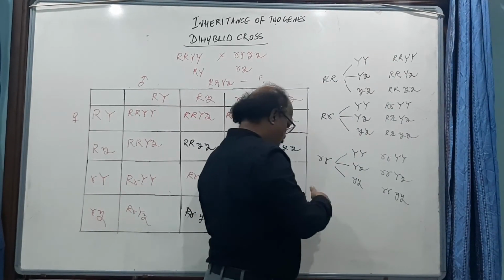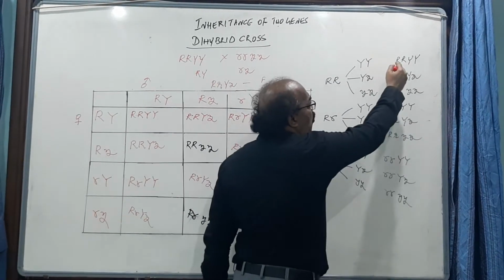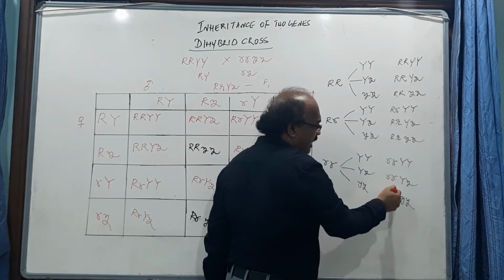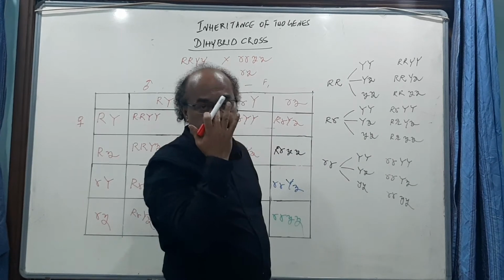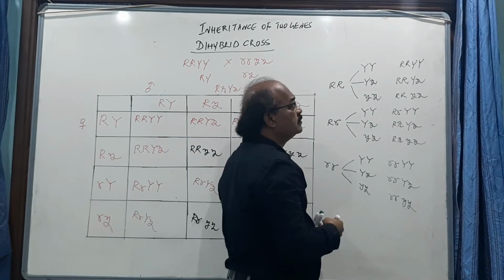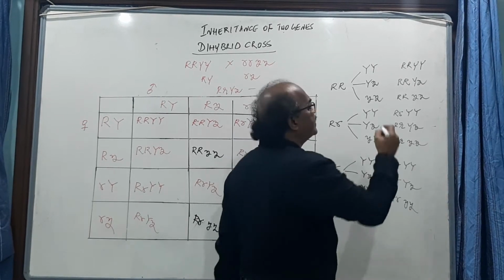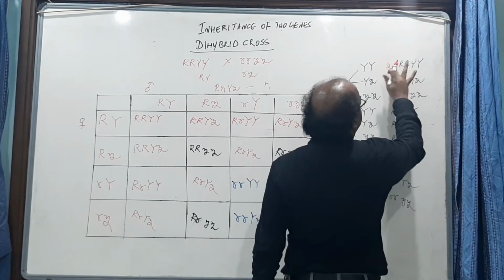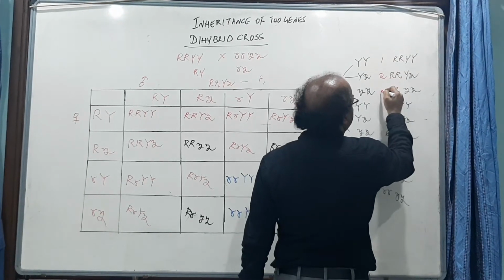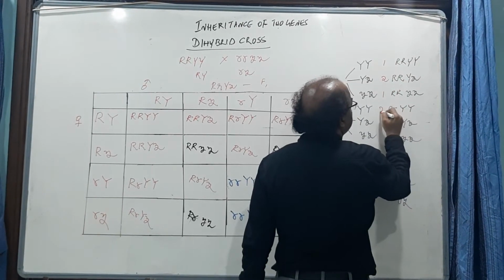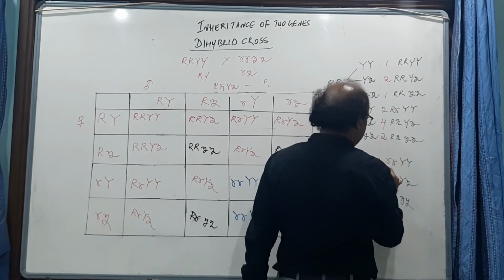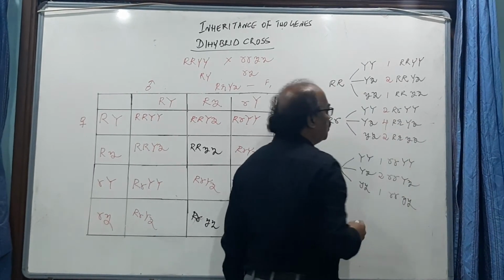And 1, 2, 3, 4, 5, 6, 7, 8, 9. These are 9 genotypes. Coming to the number of plants: 1, 2, 1. 2, 4, 2. 1, 2, 1.